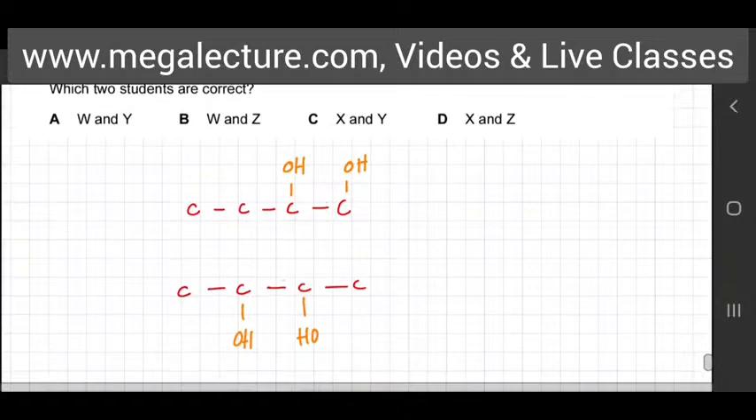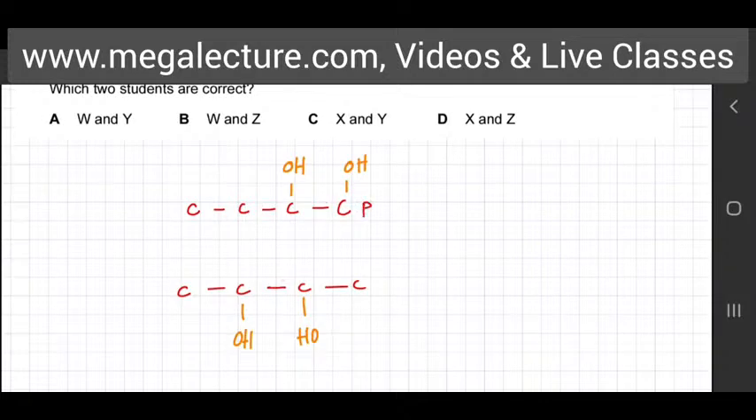If I try and name these alcohols, this is a primary alcohol. Why? Because for any alcohol, the alpha carbon, the carbon with the OH, is bonded to just one carbon chain. So that's a primary alcohol. This one is a secondary alcohol because the carbon over here is bonded on two sides by carbon chains. So that's a secondary alcohol.